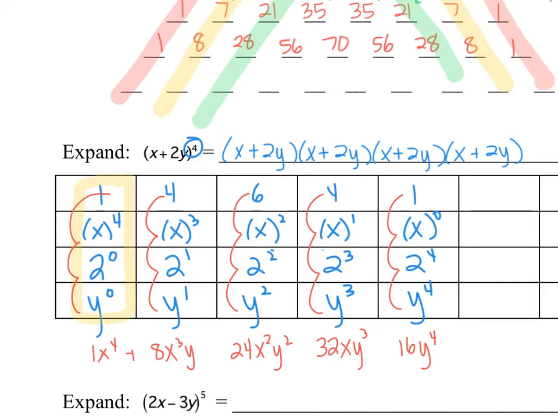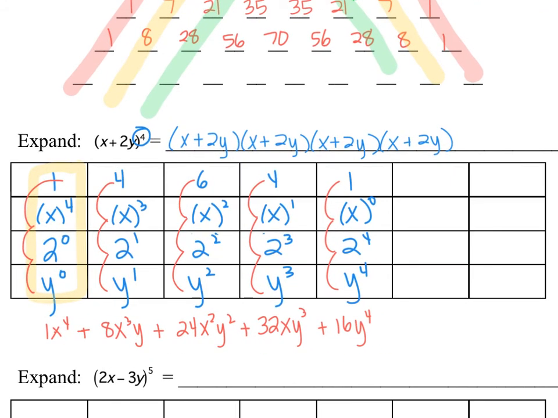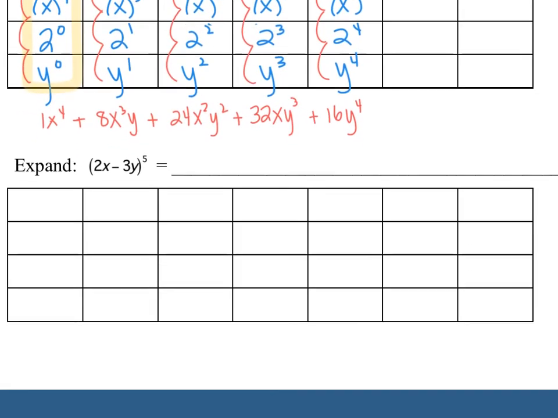Add these up, and that's the result of the superfoil. That is the same thing you would get if you superfoiled all of those answers out. So that is the answer. That is the polynomial, degree 4, lead coefficient 1. And that all came from Pascal's triangle. So let's try another one.